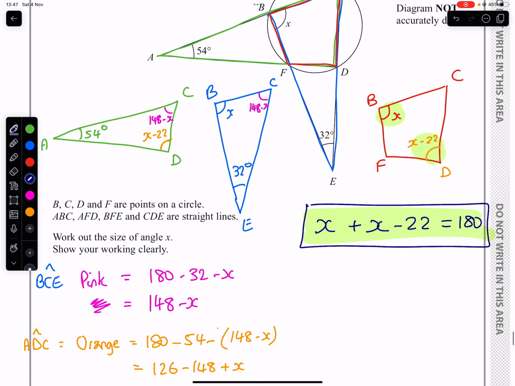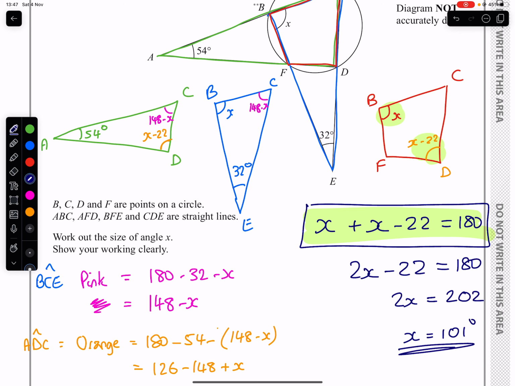So to begin with, it was using these two to figure out what that was. But we didn't know what x was, so we kept going. We then used these two to figure out what that was, but we didn't know what x was, so we kept going. And then in the third shape, we suddenly had something that we could get a bit more clarity on, because when we set those equal to each other, we create an equation, and from there we can solve it. So 2x take away 22 is 180. Add 22 to both sides, divide both sides by 2, giving us x as 101 degrees.